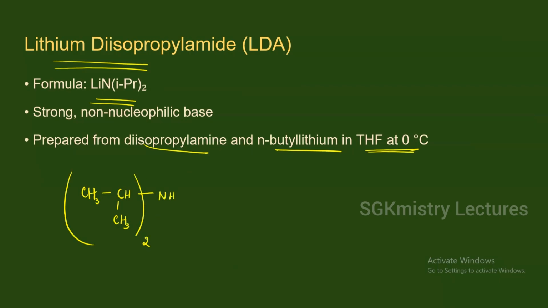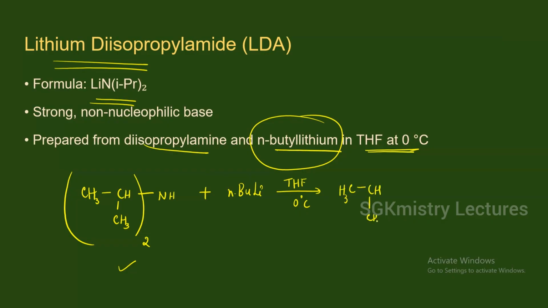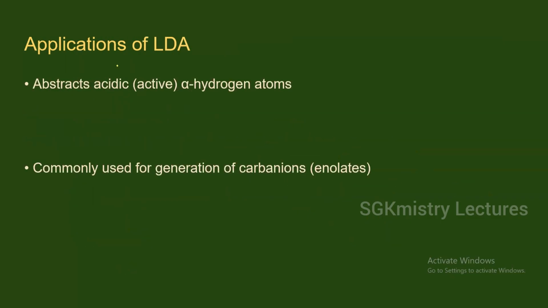So we are going to take diisopropylamine and treat it with n-butyl lithium in the presence of THF at 0 degrees Celsius. Now we are going to get lithium diisopropylamide as the product. The isopropyl groups remain as such, twice. Now to the N, the lithium is attached. Then we have the butane.